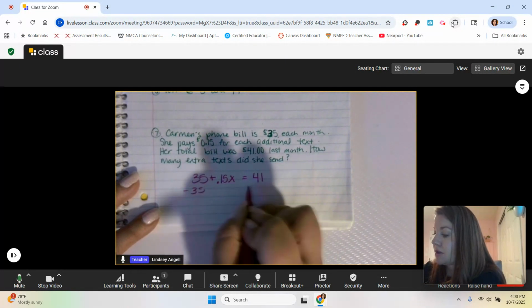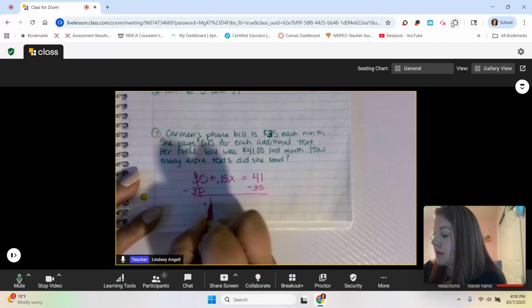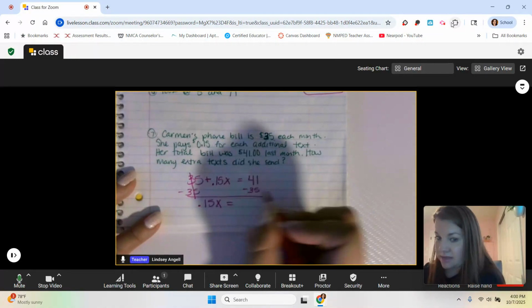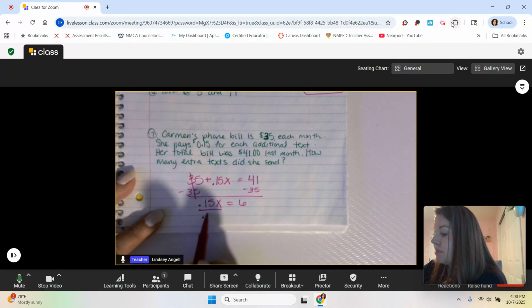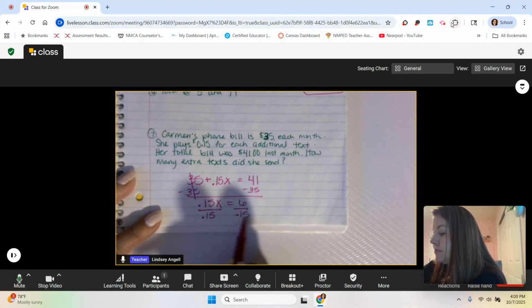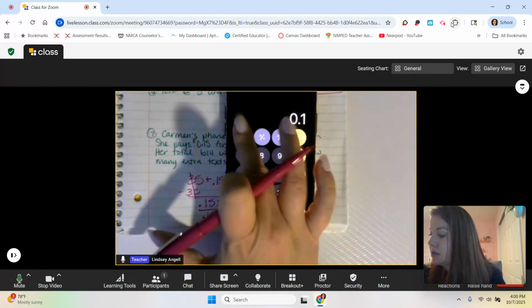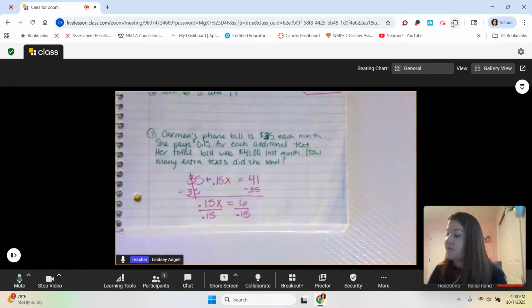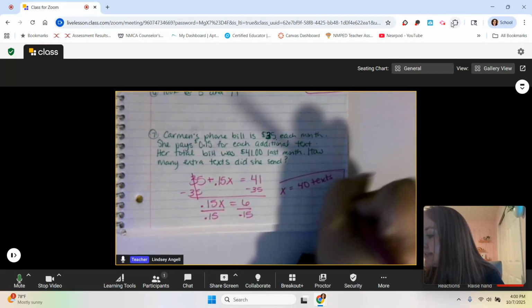So we're going to subtract 35 from both sides. 35 minus 35 is 0, so we're left with 0.15 times x, and then 41 minus 35 would equal 6. So we're going to divide both sides by 15 cents. You could do this on a calculator. We have 6 divided by 0.15. That gives us 40. So x is equal to 40 texts, okay?